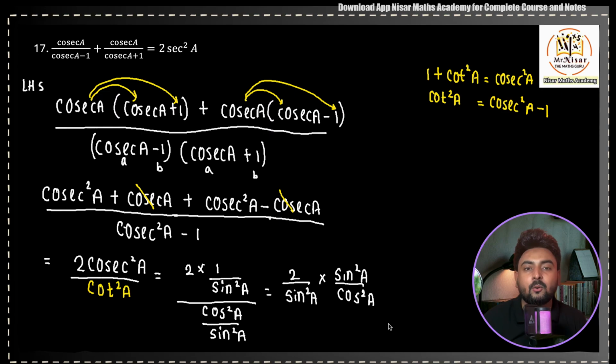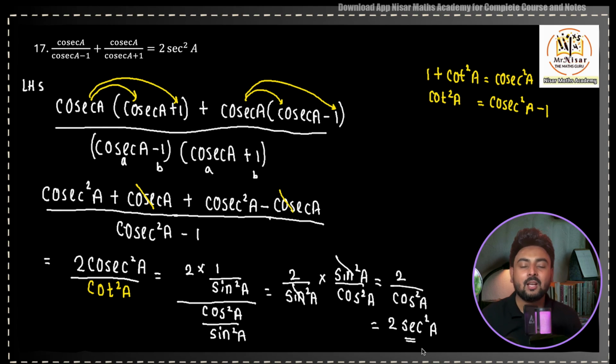So what will happen now? The sine square A will get cancelled. So what is remaining? 2 upon cos square A, and 1 by cos means cos is the reciprocal of sec. So 2 into sec square A. Okay, I hope it is quite clear to you. In this question, what was the most important step? We have to do cross multiplication and then just move ahead, we get the final answer. Let's move ahead to the next question.